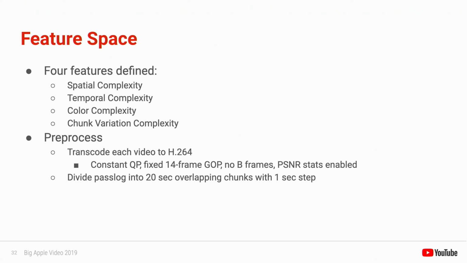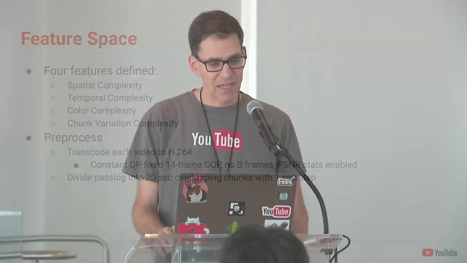We transcoded each video using x264 with a constant QP, a fixed GOP size of 14 frames, and no B frames, and we collected PSNR and bitrate information from those pass logs. Each pass log was divided into overlapping 20-second chunks, with chunks starting on each 1-second boundary. Then we computed 4 features for each of those 20-second chunks.